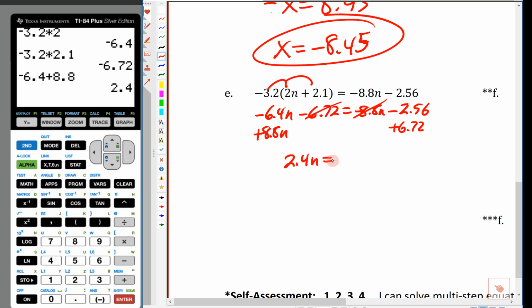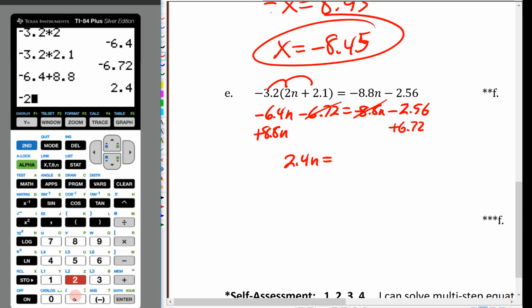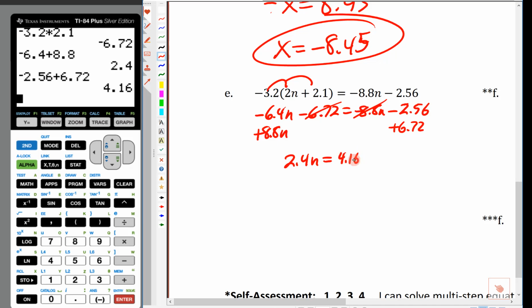We get 2.4n on this side. And then on the other side, we've got negative 2.56, and we're going to add 6.72. Again, make sure that we've got this typed in the right way. Hit enter. And 4.16. So 4.16. Notice that we've got a positive coefficient right here, which is what will happen when we move the smallest one every time.